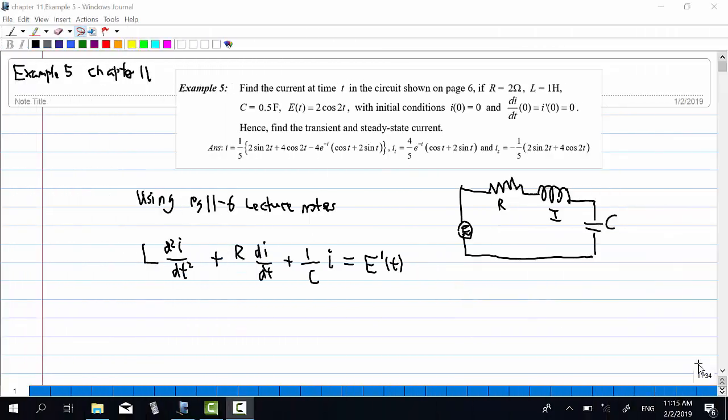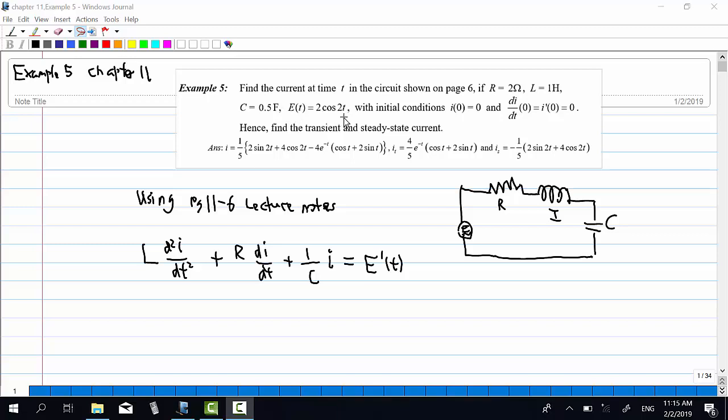This is example 5 of chapter 11. Find the current at time t in the circuit shown on page 6, if resistance is 2 ohms, inductance is 1 Henry, capacitor is 0.5 farad, and the voltage is 2 cosine 2t.